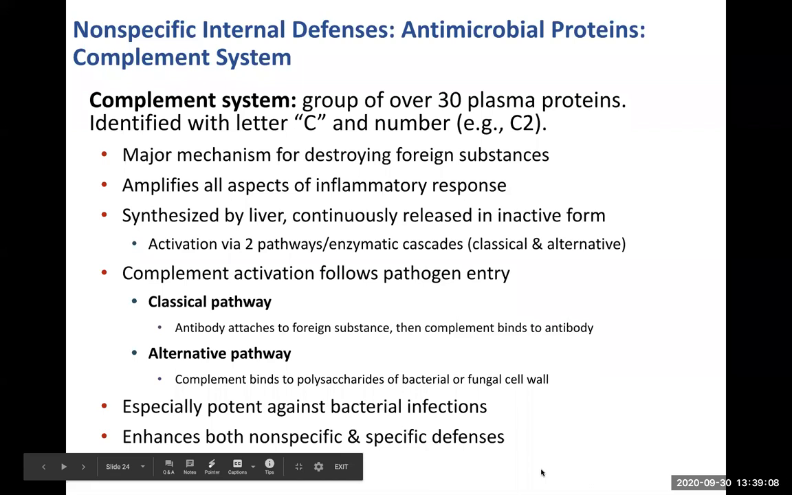So the complement system is made up of over 30 plasma proteins, and they all start with the letter C followed by a number.